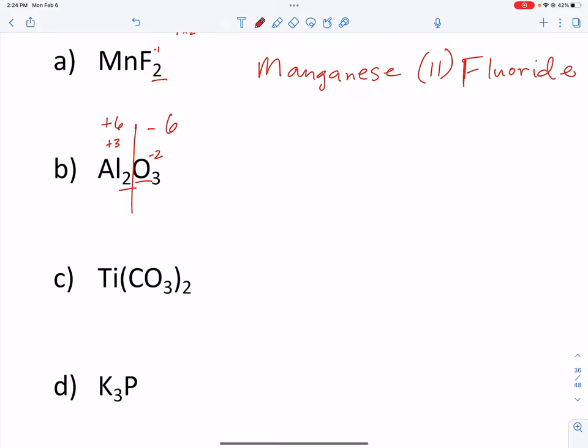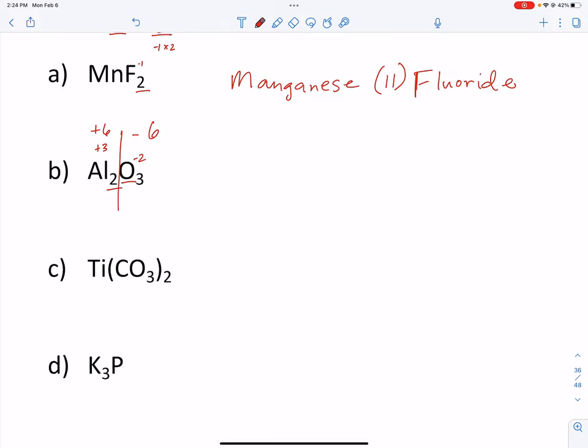And I won't give you a formula if I'm asking you to write the name that's not a neutral compound on the exam, okay? That would be a typo or an error on my end.